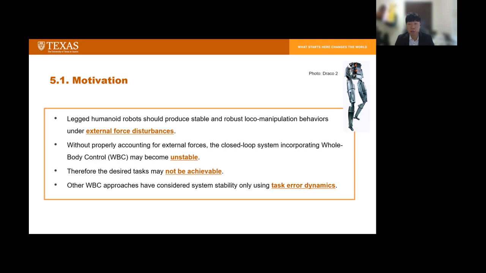Without properly accounting for external forces, we found the robot may become unstable, so the desired task may not be achievable. In addition, the stability of joint dynamics has not been discussed yet when external disturbances are applied to the robot. Instead, most papers analyze the stability of the task dynamics. However, stability verification based on task dynamics cannot warrant the full body stability of the robot.